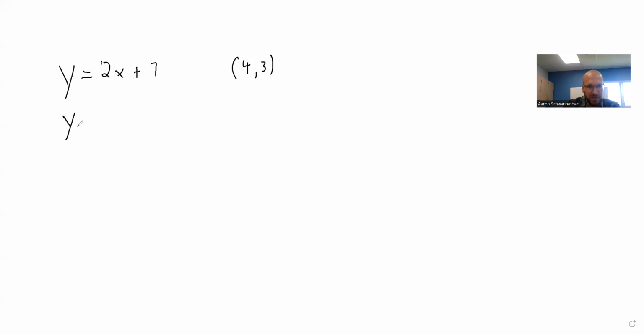So I'm going to use the point slope form. Remember, that's y minus the y coordinate of your point equals the slope times parentheses x minus the x coordinate of my point. So that's y minus my y coordinate, which is 3. My slope is 2 because it's the same as my other slope.